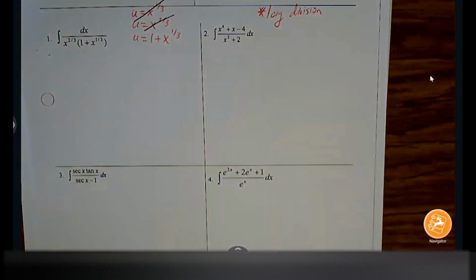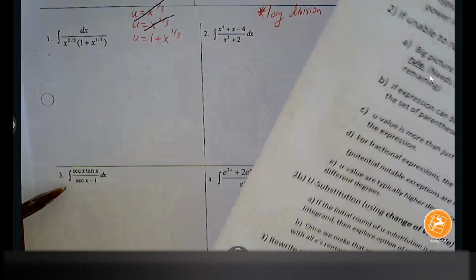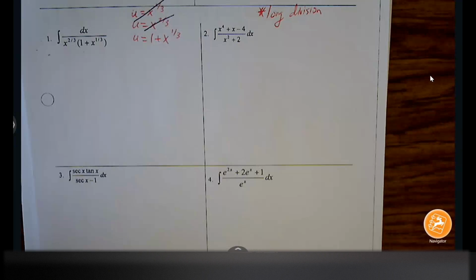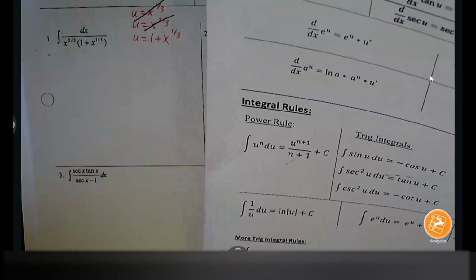Okay, number 3, integral of secant x tangent x over secant x minus 1. Obviously not power rule. We can't expand because it's not even in the same category. All right. What about U-substitution?